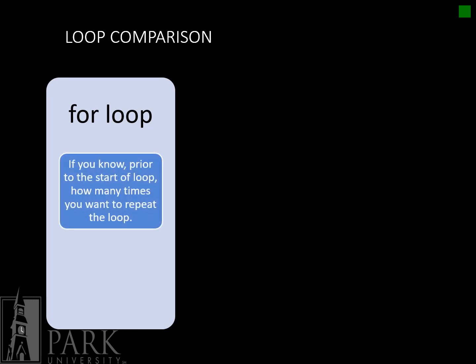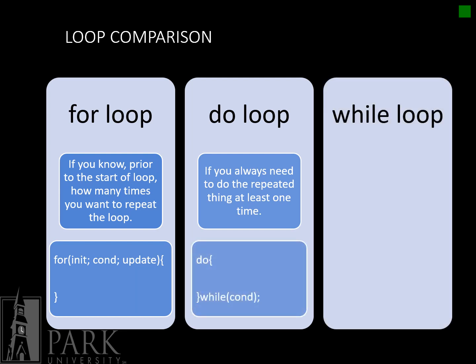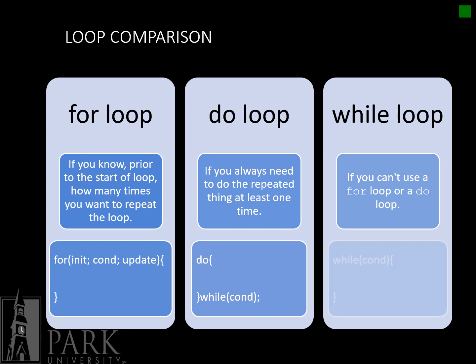With the for loop, if you know prior to the start of the loop how many times you need to repeat the loop, then you'll want to go ahead and use it. And this is the syntax. For a do loop, you're going to use it if you always need to do the loop at least one time. And it looks like this. In the while loop, you're going to use a while loop if you can't use a for loop or a do loop. While loop is kind of like the general purpose. And there is the syntax for the while loop. So you can see it there.